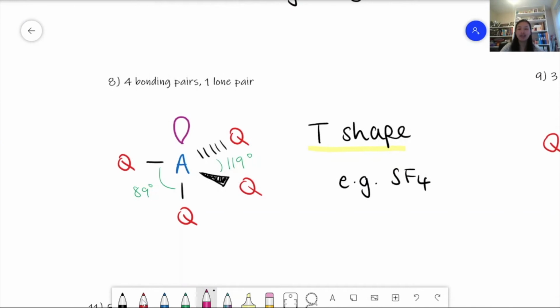And the next one is 4 bonding pairs and 1 lone pair. So we have the lone pair at the top and then the 4 bonding pairs. This is similar, but we've lost one of the atoms at the top, and this plane here is slightly closer to the bottom. So that's why this angle here is decreased by 1 degree. It's now 89 degrees. And this has also decreased by 1 degree, so it's 119 degrees. And we call this T shape, which makes sense because it looks like a T.